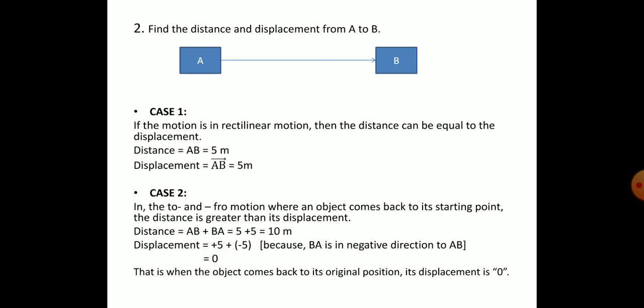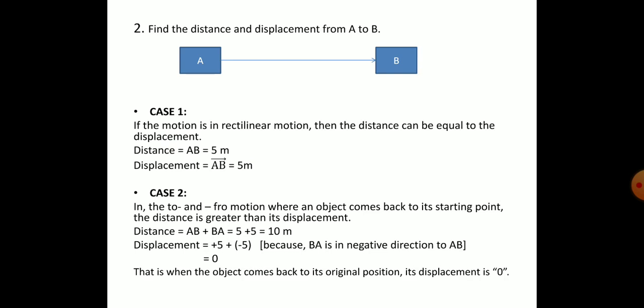Now coming to case 2, that is to and fro motion. That is, you start from one point, go to another point, and again come back to the original point. That is, you start from A, go to B, and then come back to A. So that is called to and fro motion. That is where you have to calculate the distance and displacement.